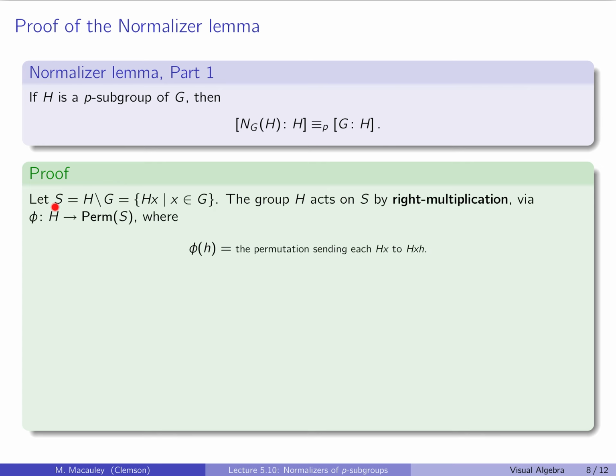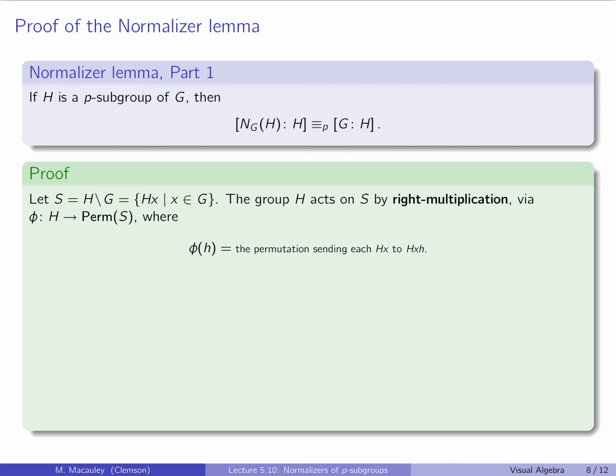Let S be the set of right cosets of H. Now, if we let G act on this, we know there's one orbit. But we're going to let the subgroup H act on this instead by right multiplication. So we're only allowed to press the buttons from elements in H. And pressing the little h button sends each right coset Hx to Hx times little h.